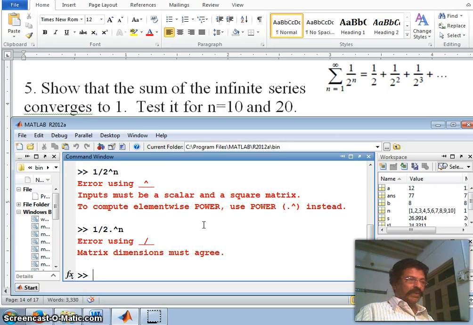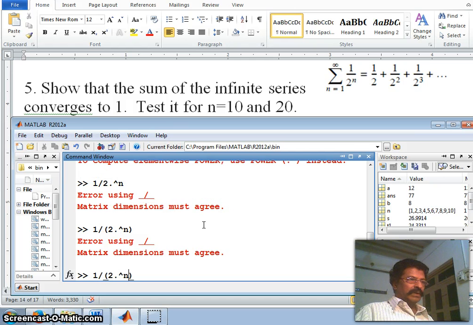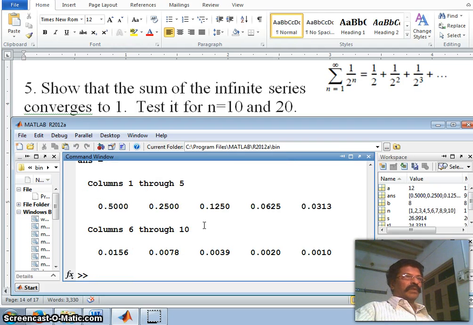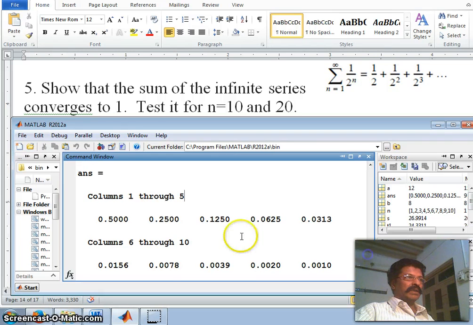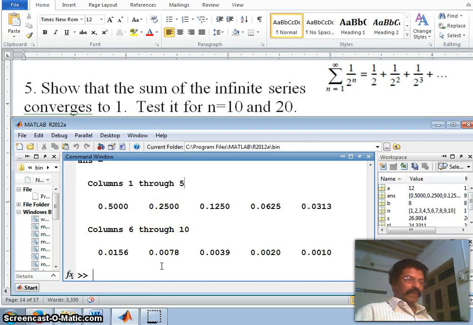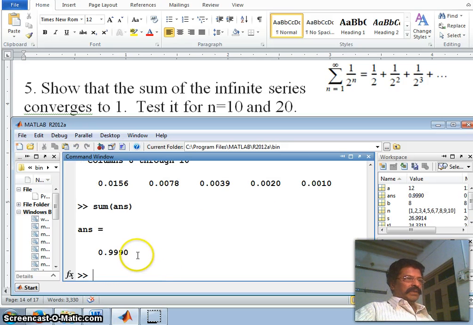Therefore 1 divided by 2 power n, this is one term, because n happens to be a vector. 1 by 2 will give me 0.5. 1 by 2 square is 1 by 4, and this is 1 by 8. Now for this we have to add. Therefore now this series is in the variable answer. Therefore I could have done simply the sum of answer. See that the answer, almost, is equal to 1.